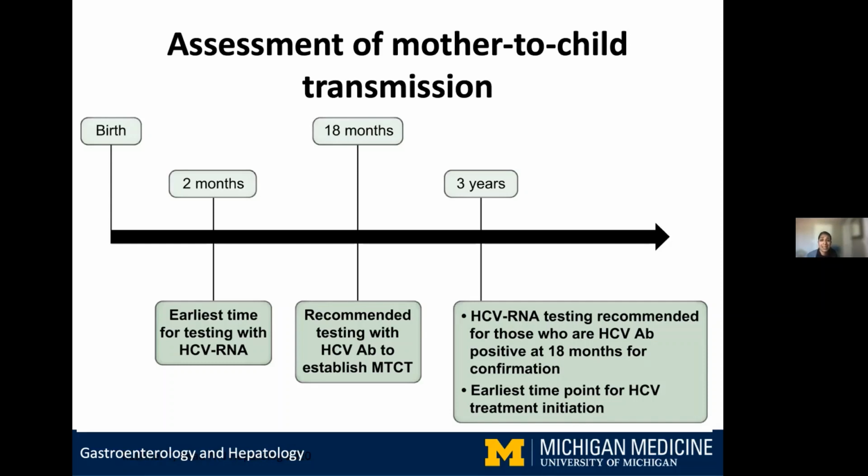It's recommended that testing is done again at 18 months with an antibody to really establish whether or not there was mother to child transmission. And then based on that, at 3 years, Hep C RNA testing is recommended for any infant who is Hep C antibody positive at 18 months for confirmation. There's a lot of immunological changes, passive immunity that goes away during this time course to really get a good understanding of whether or not a toddler has true hepatitis C infection.